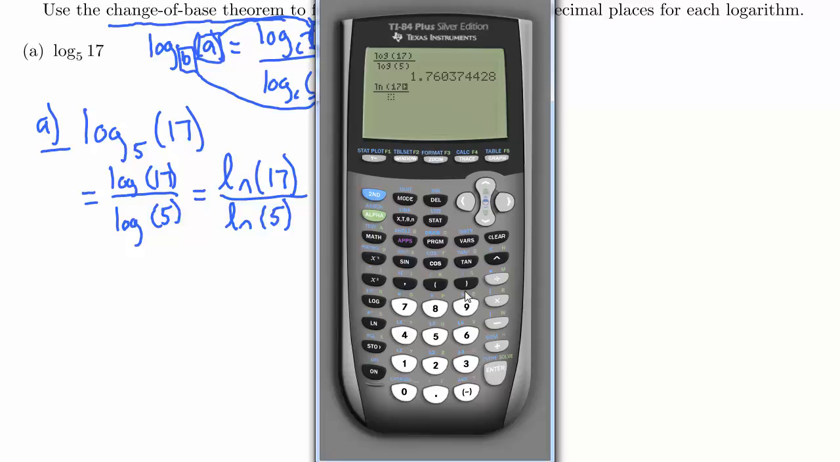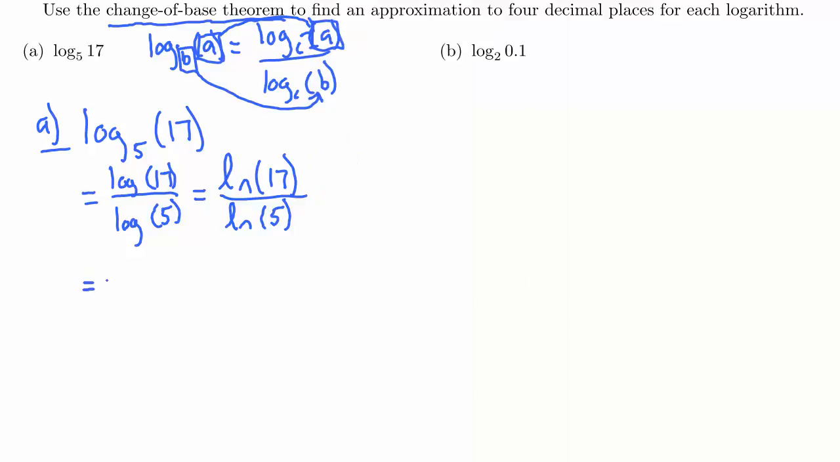But let's go ahead and check that just to make sure that if we do that with the natural log of 17 over the natural log of 5, you'll get the same thing. Hey, look, you do. So what you get here is 1.7604. Now notice that this is the approximate value. This is not an exact value.